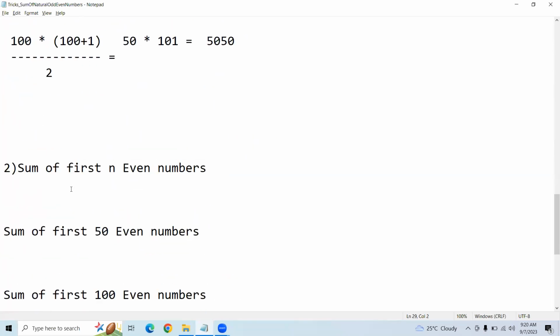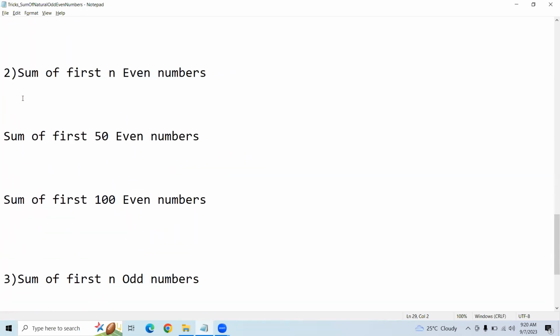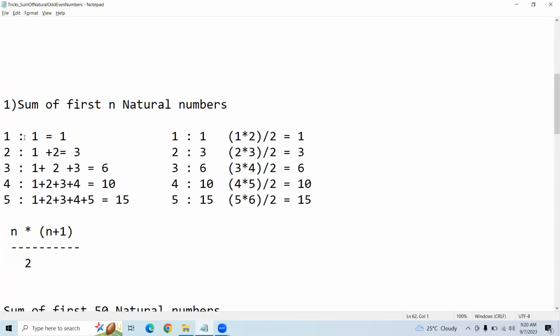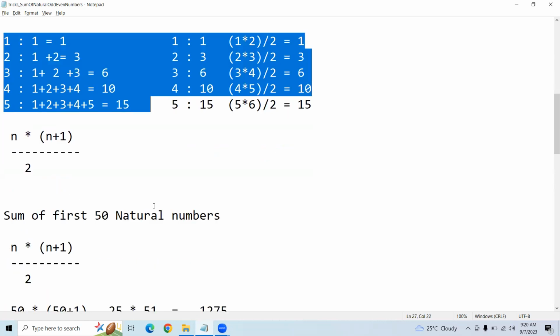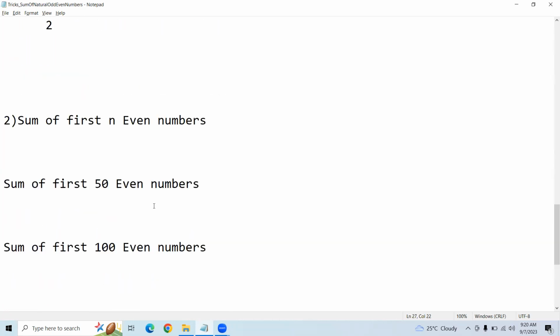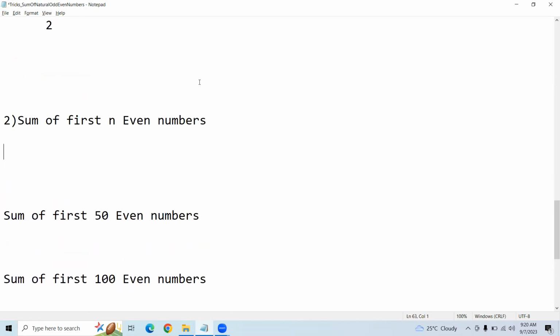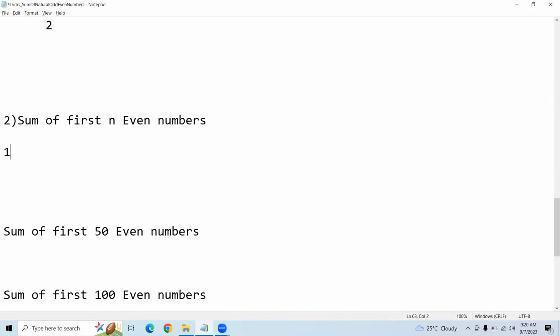Now let's go for the sum of first n even numbers. The way we did it for natural numbers, we tried the sum of the first natural number, then two natural numbers, three natural numbers, like that till 5 natural numbers. Similarly, we will try the same exercise for even numbers. Let's do it for one even number. We know that the first even number is 2. So our answer is also 2.